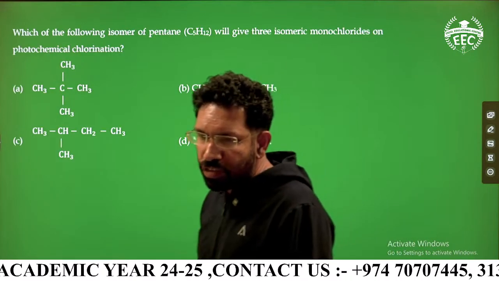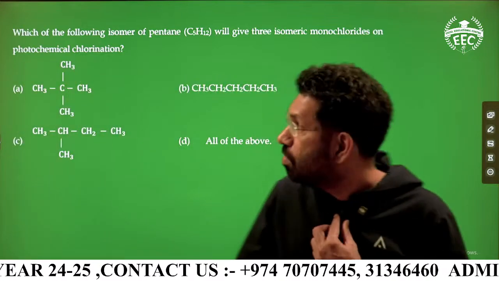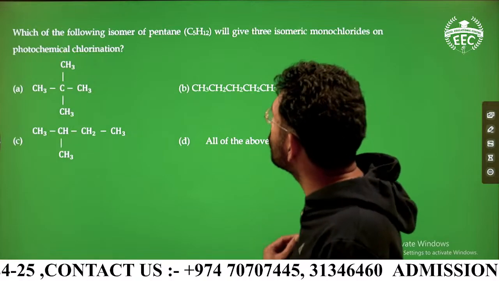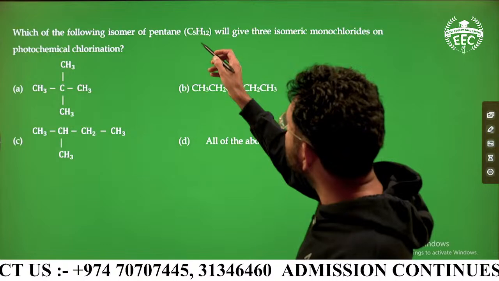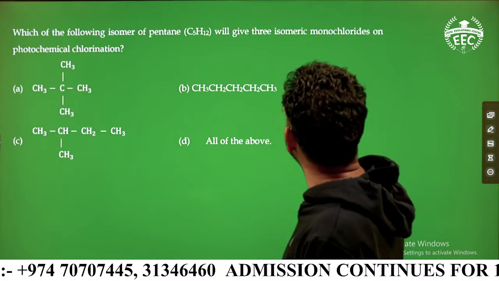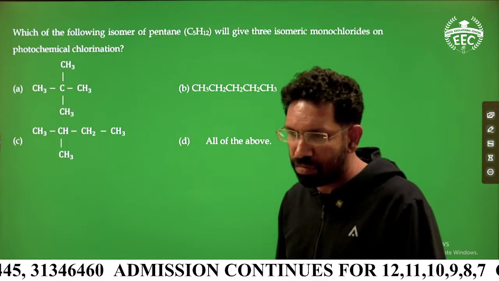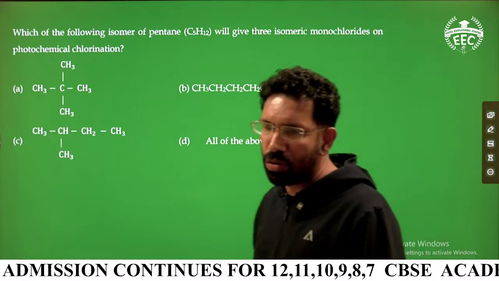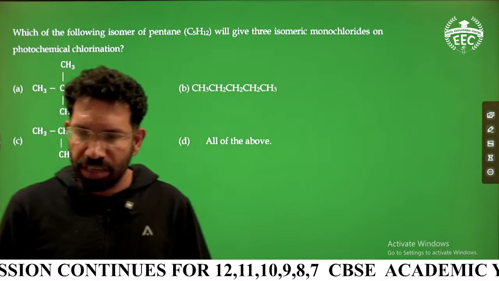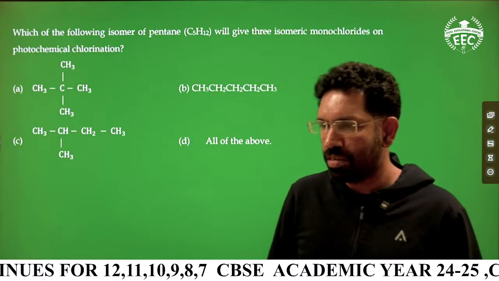Now the next question. Can you read the question? Which of the following isomers of pentane, formula C5H12, will give three isomeric monochlorides on photochemical chlorination? What is this photochemical chlorination? You studied it already in 12th standard.